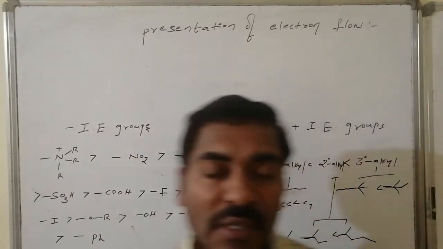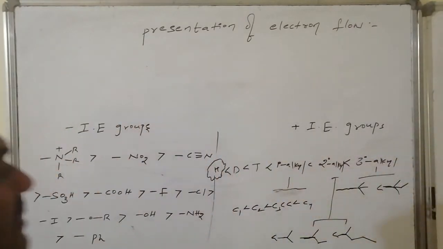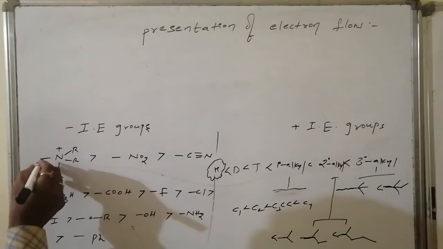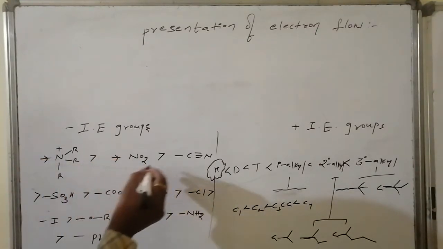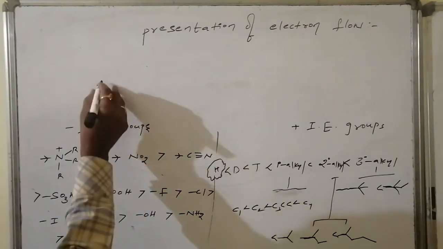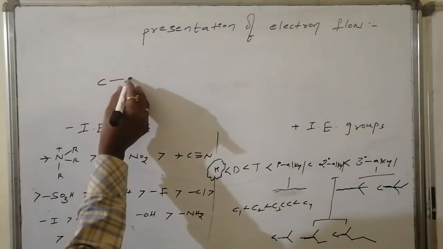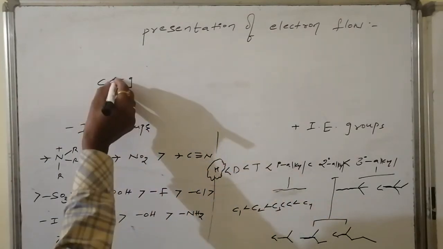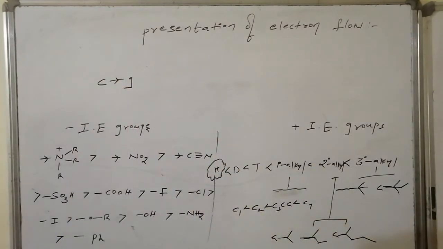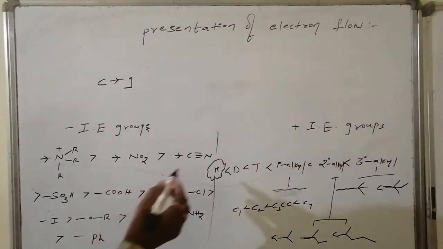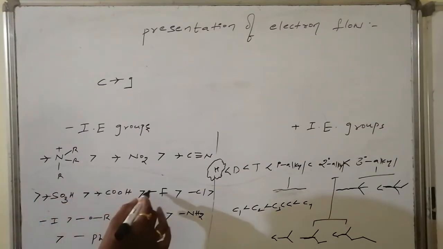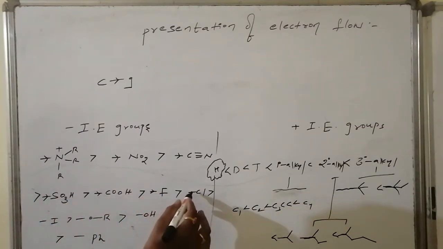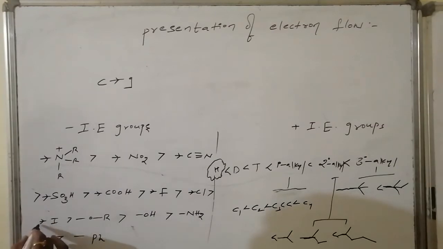Therefore, such a presentation can be done with an arrow mark on the sigma bond with which the group is connected with the carbon. Here, this is carbon and this is the group. If the group is more electronegative, electron flow is present towards the group, thus it is indicated like this. Thus all of these are which groups? Negative inductive effect groups. The order of negative inductive effect is like this.